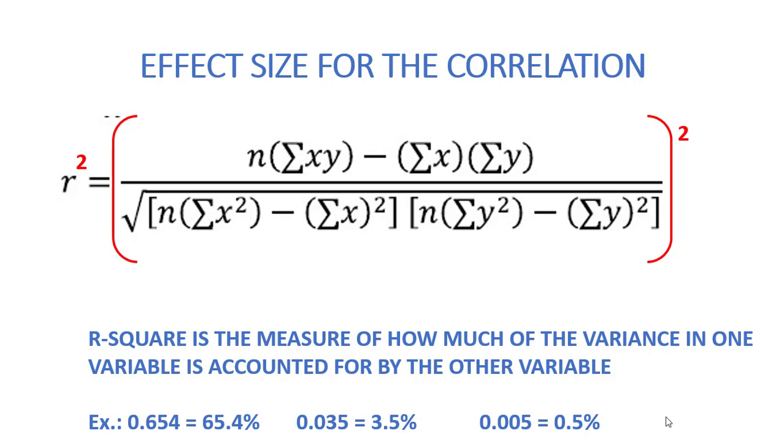Now, normally this is reported two ways. It's reported in decimal terms, for example 0.654. Sometimes it is also reported as a percentage. So in this case, that would be 65.4. If you have a decimal and you want to know the percentage, just multiply that by 100. If we have 0.035, this gives us 3.5%. And if we have 0.005, this means 0.5%. Now, of course, ideally, we want to get an R square as high as possible, so we can see that one variable is really influencing the other variable.